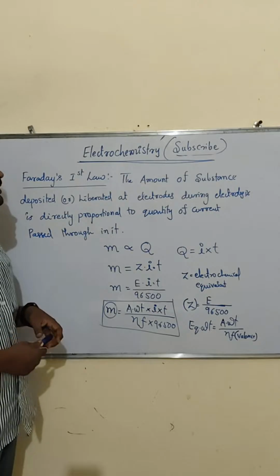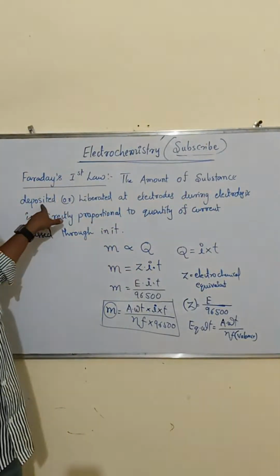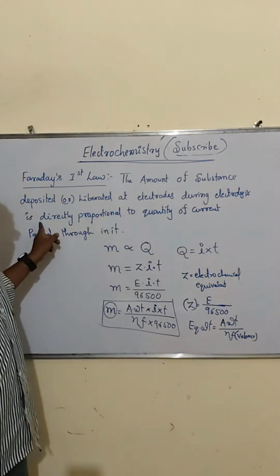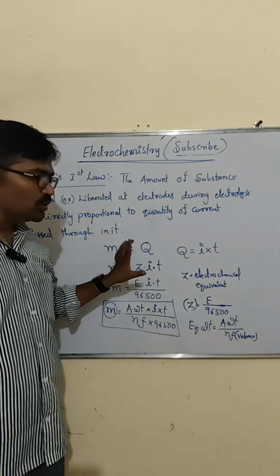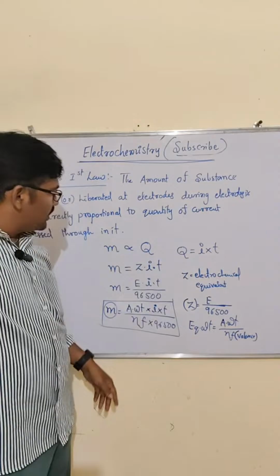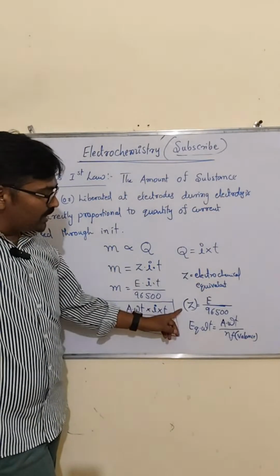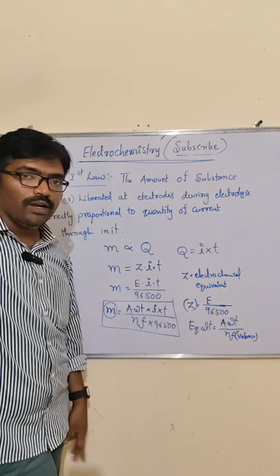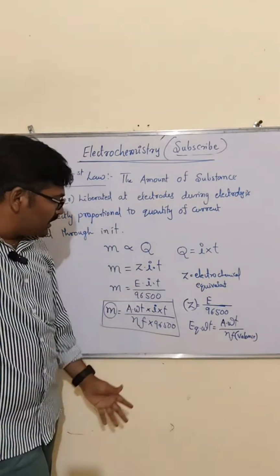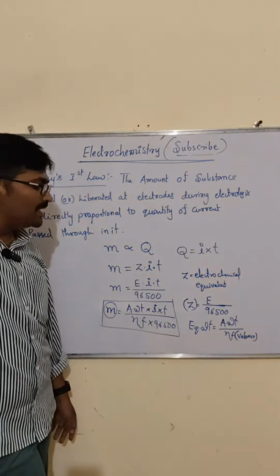What is the statement? Listen carefully. The amount of substance, that is mass, deposited or liberated at the electrodes is directly proportional to the quantity of current passed through it, Q. Q is nothing but I into T, I in amperes, T time in seconds. So M is equal to Z into I into T. Z is the electrochemical equivalent, which is the equivalent weight divided by 96,500 coulombs. So the mass is equivalent weight, that is atomic weight divided by n factor. N factor is nothing but the valency of the substance.